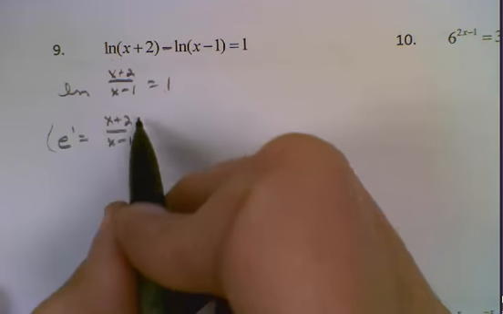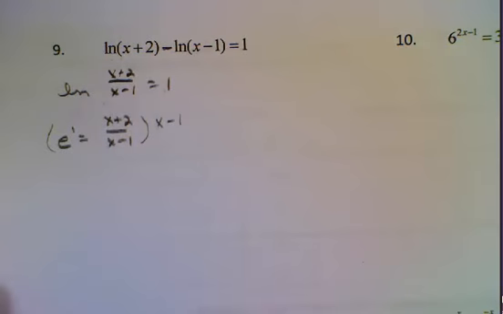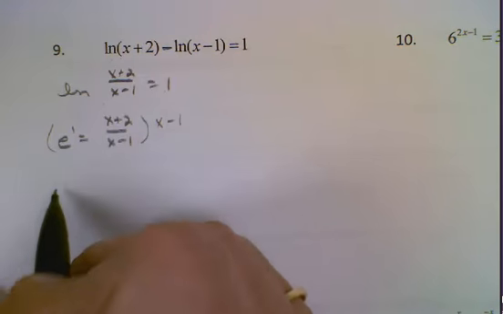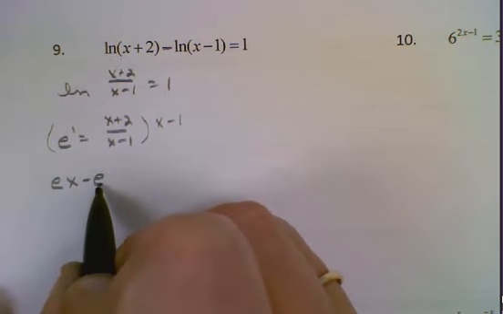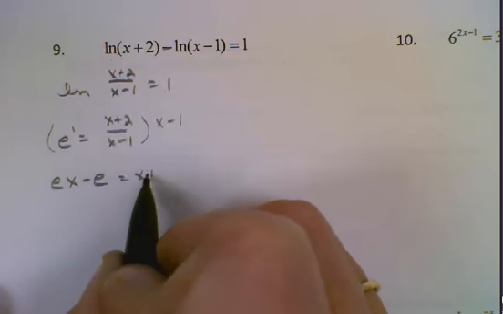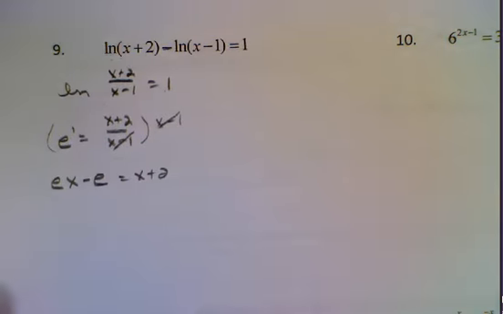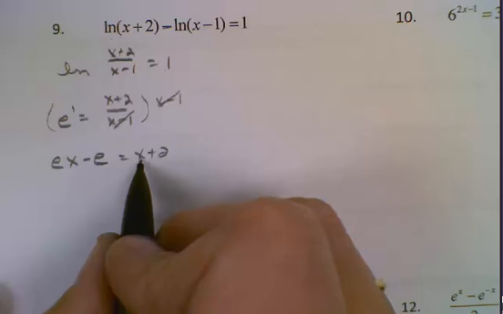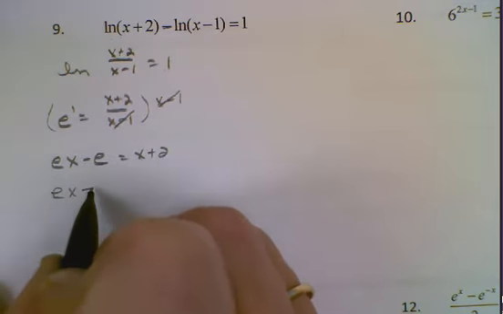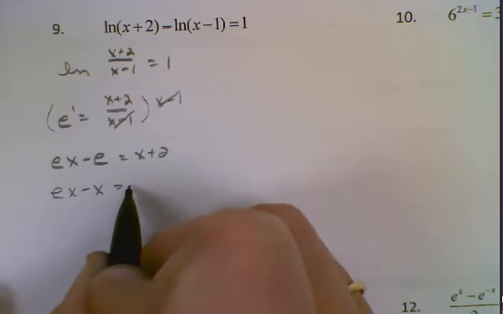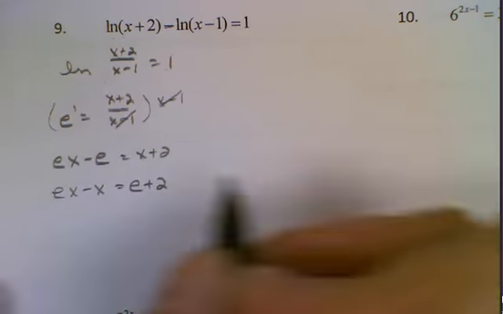So I'm going to multiply both sides of the equation by x - 1. On this side I'll distribute the e, so it's ex - e to the first equals x + 2. Again, on this side that goes away. I'm going to collect the x's on one side, so I'm going to subtract x, and I'm going to add the e. Remember, e is just a number.